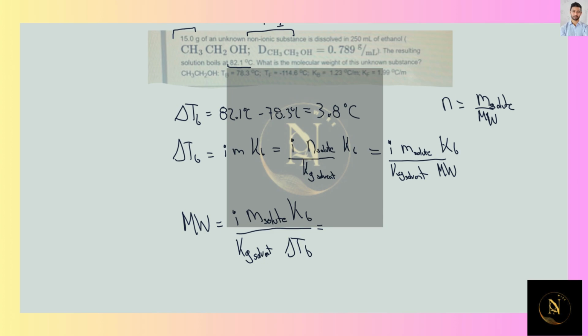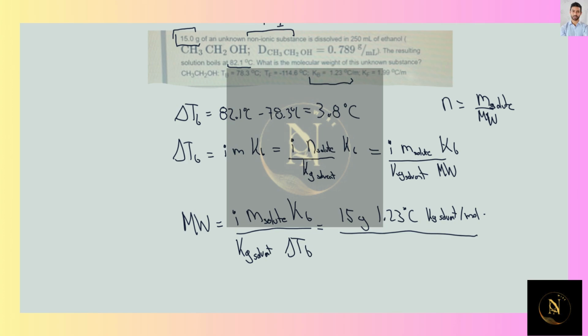Let's replace the values. Remember that the Van't Hoff factor is going to be equal to 1. The mass of the solute is going to be equal to 15 grams. So 15 grams over here. Kb is going to be the value provided of 1.23 degrees Celsius, and instead of employing molality as a unit, we're going to use molality to the minus 1, which corresponds to kilograms of solvent divided by mole of solute, or divided by mole directly. Next up, we're going to have over here kilograms of solvent employed.